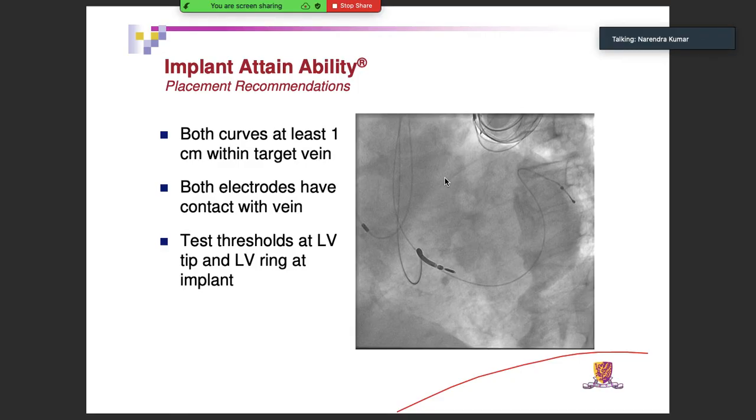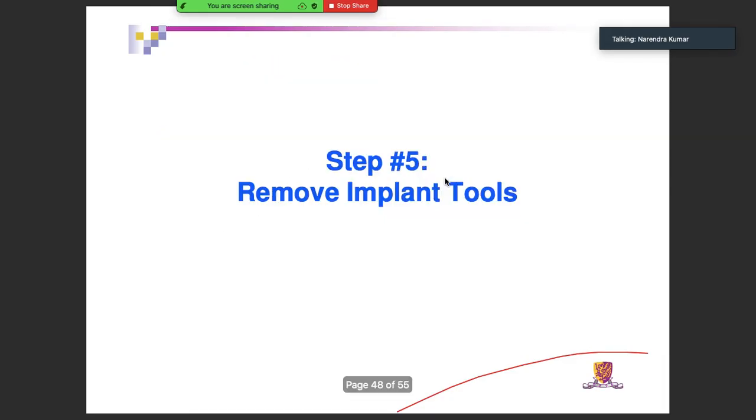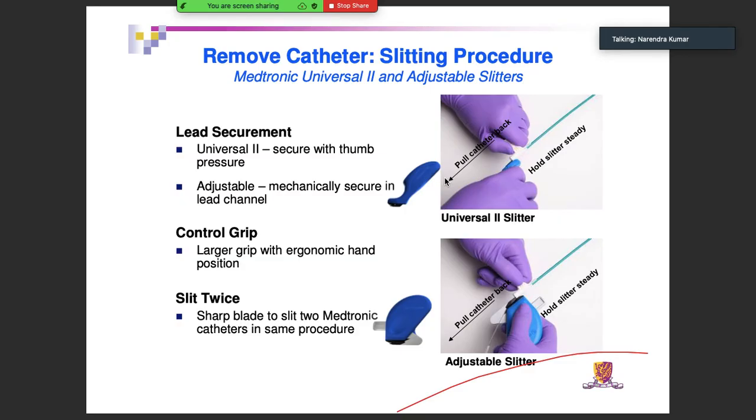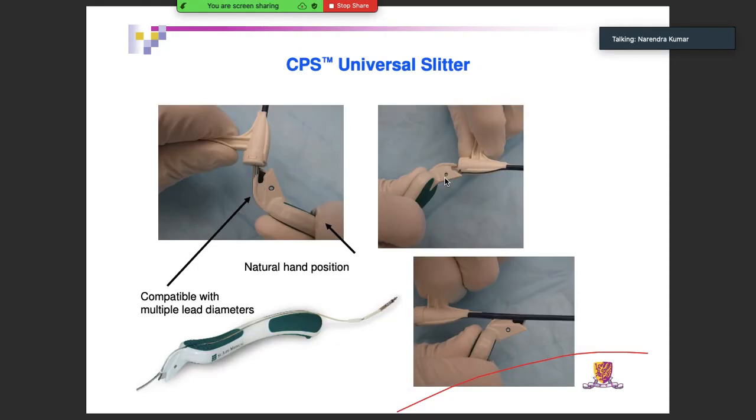And after that, we should always make sure that the electrodes are in contact with the vein, and always test for the thresholds at the LV tip and LV ring as well. After the implantation is done, of course, you have to remove the catheter. Make sure you do the lead securement by securing with thumb pressure and mechanically securing in the lead channel, and control the grip with an ergonomic hand position and slit it not just once but twice. Okay, and if you are using a CPS Universal slitter, as you can see, try to use a normal hand position, and it is in fact compatible with multiple lead diameters as well.